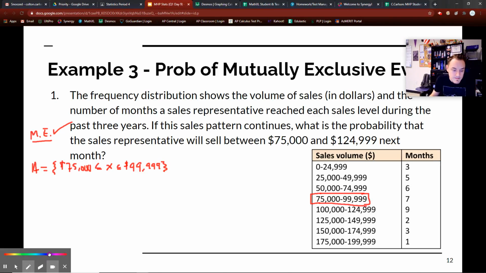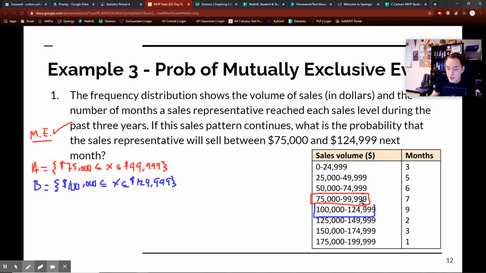What's my B? My B in blue is the other part. It's going to be the 100,000. And the probability is X is between 100,000 and 124,999. So again, these are not touching. They're completely separate, which means they're mutually exclusive. They do not have any overlap. Okay? Awesome. Let's do it in green.